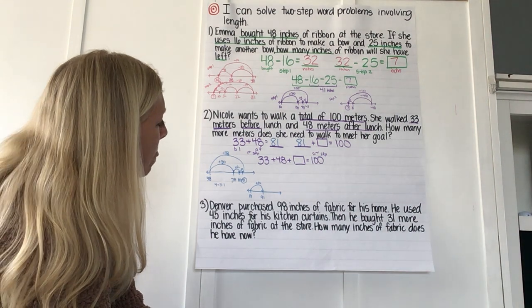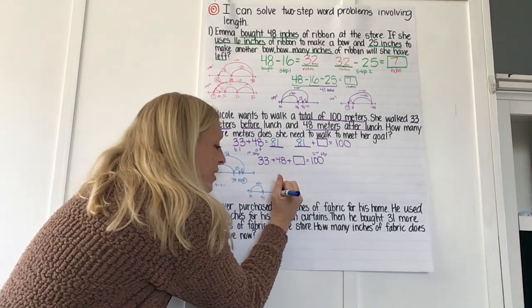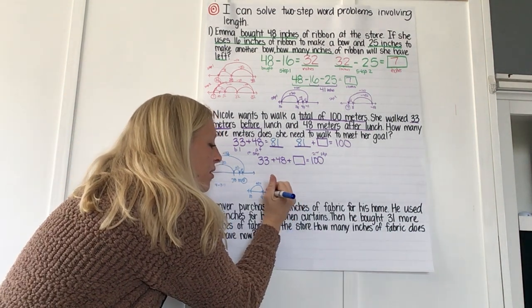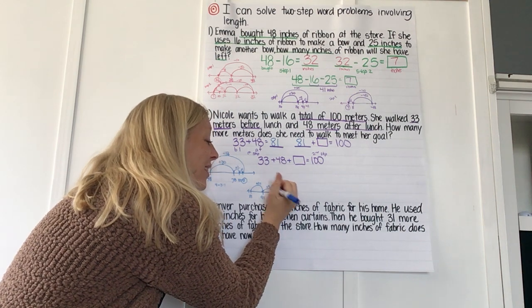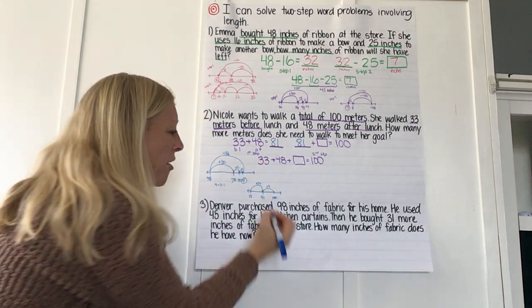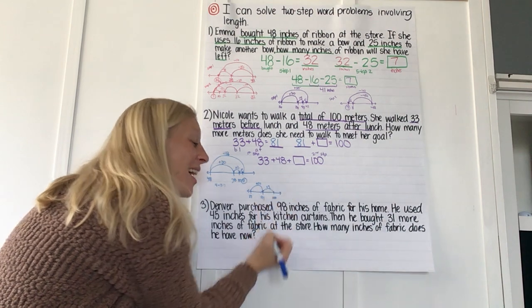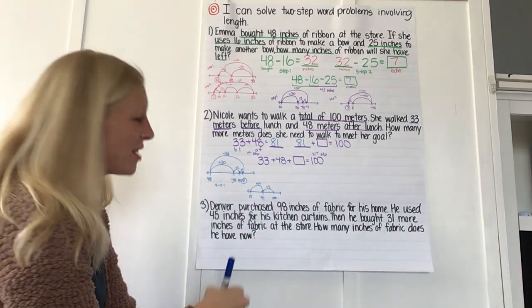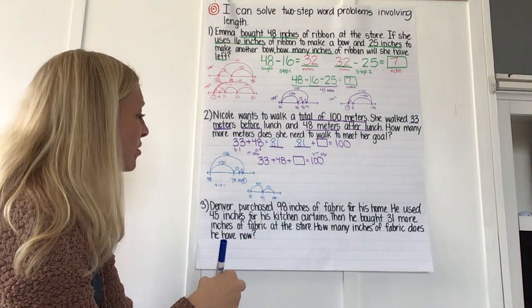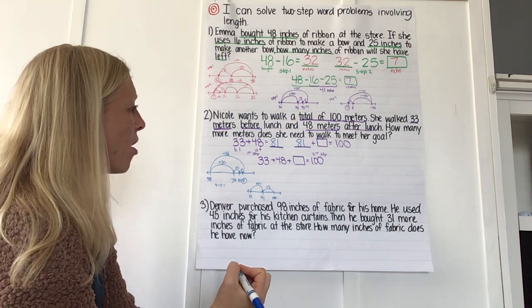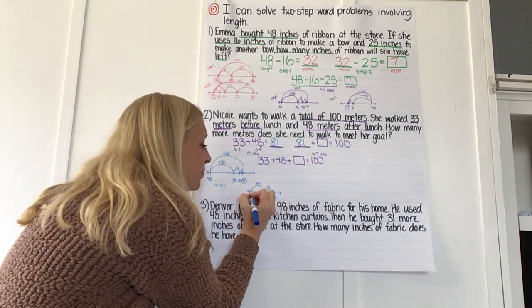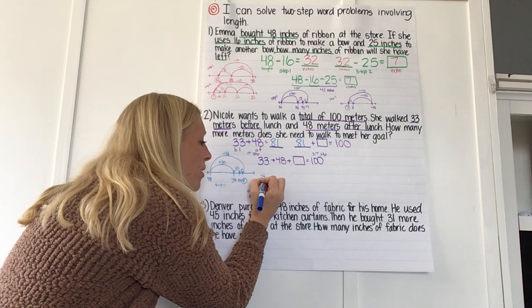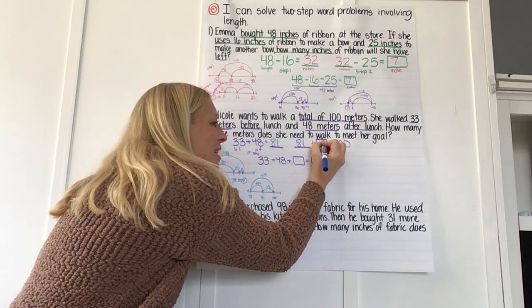So what are you going to add to get to 100? 9. Why 9? 1 plus 9 equals 10. So 91 plus 9 equals 100. So what's going to go in this box? 19.